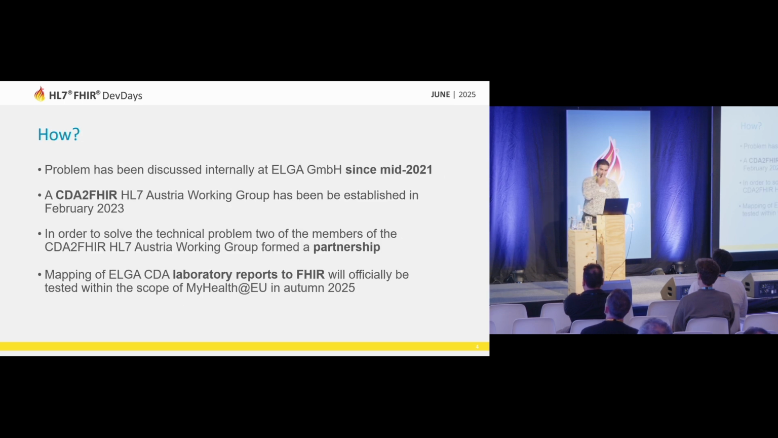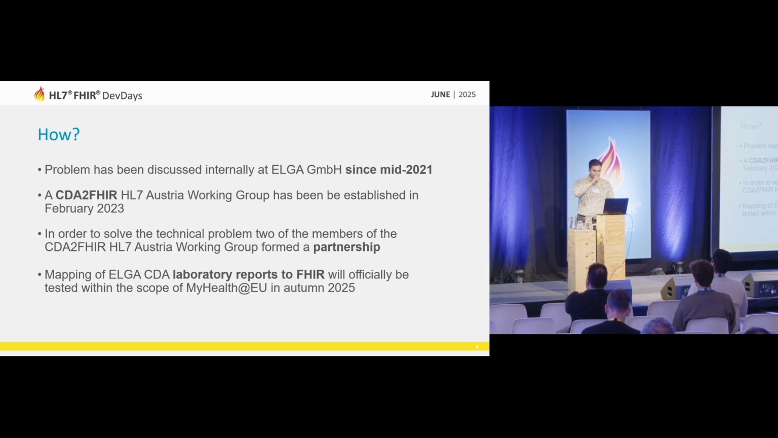So we discussed this problem since mid-21, and we formed a working group in Austria, the CDA to FHIR working group, and we wanted to solve this technical problem. We thought about, okay, it's an interpreter. It's always reading all the rules and afterwards doing the transformation. So why not read all the rules, because I'm not changing the mappings the whole time, having something in a compiled way, and then just use that compiled thing. It would be at least double as fast, quicker, way quicker.